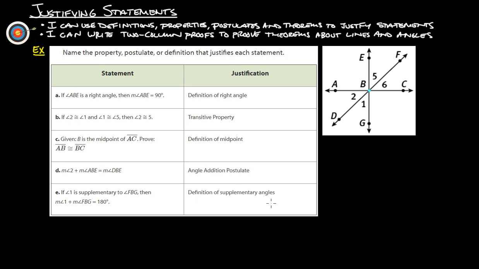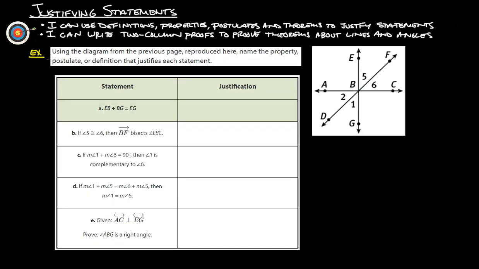Okay, so this is really like early stages of doing our own proofs and theorems, using theorems and postulates to prove things. Okay. All right, let's take a look at one other example. Okay, so another example using the diagram from the previous page, the same diagram here. Name the property, postulate, or definition that justifies each statement.